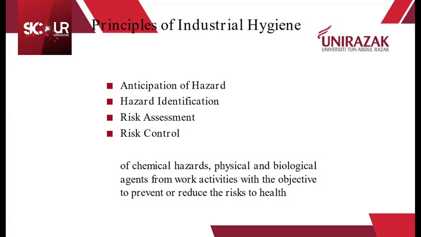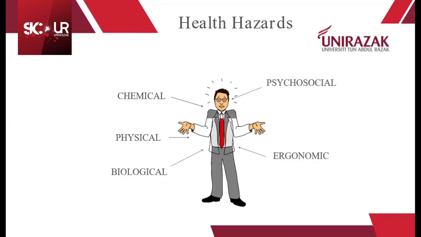Of a chemical hazard, physical and the biological agent from the work activity with the objective to prevent or reduce the risk to health. So health hazard biasanya terbahagi kepada 5, chemical, physical, biological, physiological dan juga ergonomic. Kalau perasan, health hazard ni lebih kurang sama je dengan physical hazard. Cumanya apa yang membezakan nanti kita akan tengoklah.